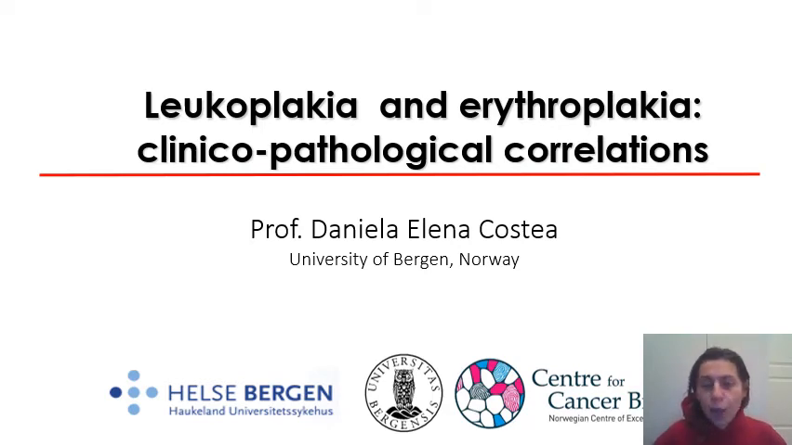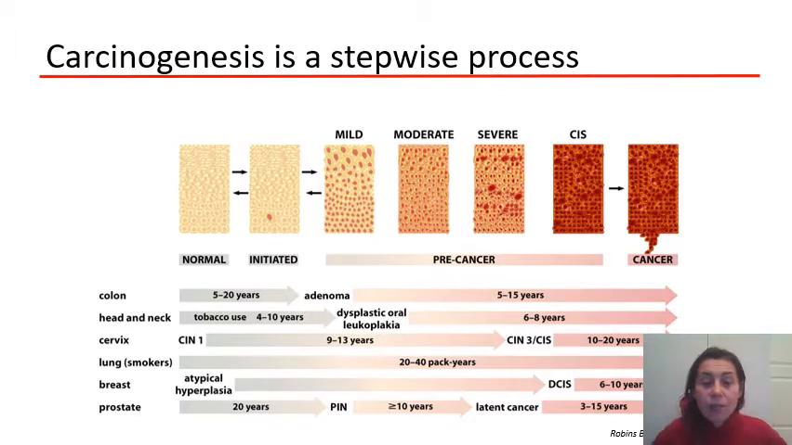In this lecture, we will discuss the two most common oral lesions with malignant potential, leukoplakia and erythroplakia. We now have substantial evidence that carcinogenesis is a stepwise process. There is both epidemiological and molecular data showing that cancer lesions develop over at least 1 up to 4 decades. This was first proven for colon cancer and was later established also for head and neck cancer.